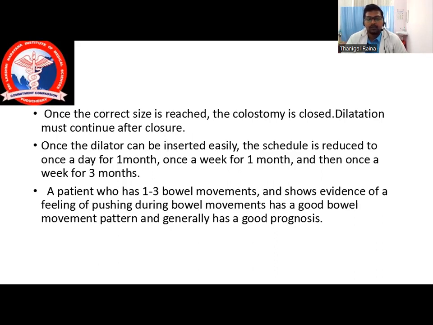A patient who has 1 to 3 bowel movements and shows evidence of feeling of pushing during the bowel movements has a good bowel movement pattern and generally carries a good prognosis. Overall, the higher the lesion, the worse the prognosis; the lower the lesion, the better the prognosis.